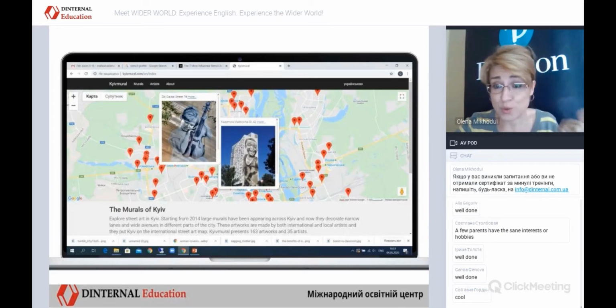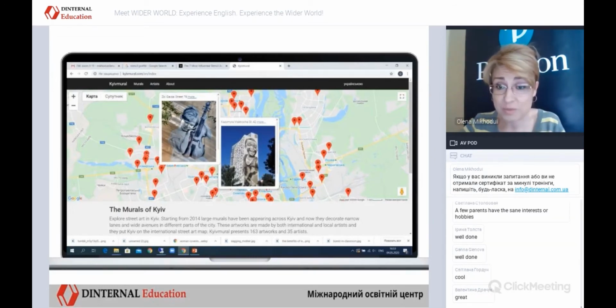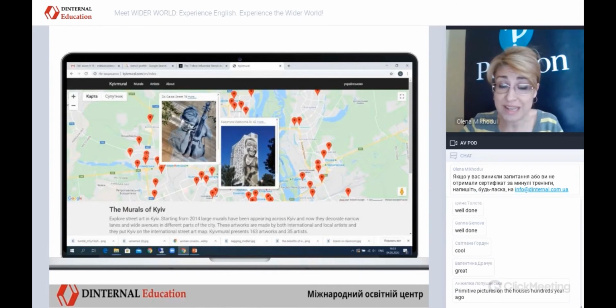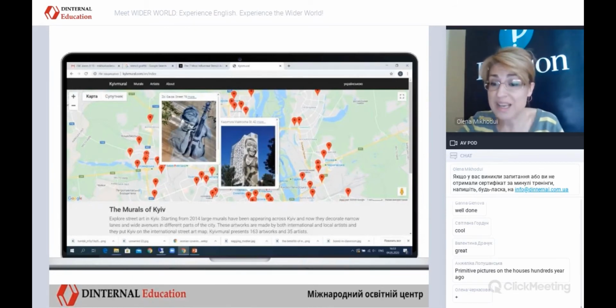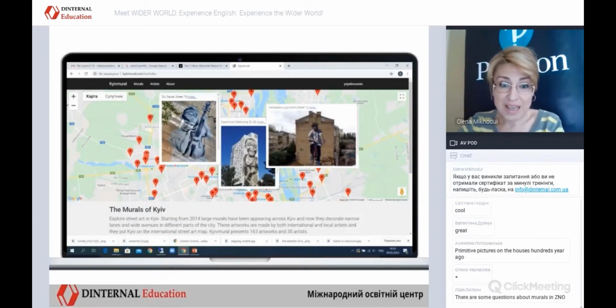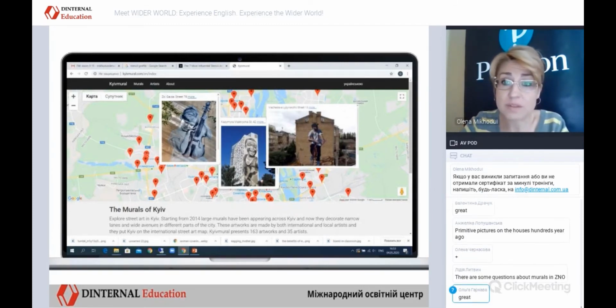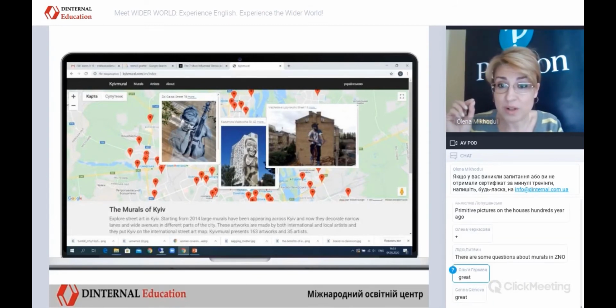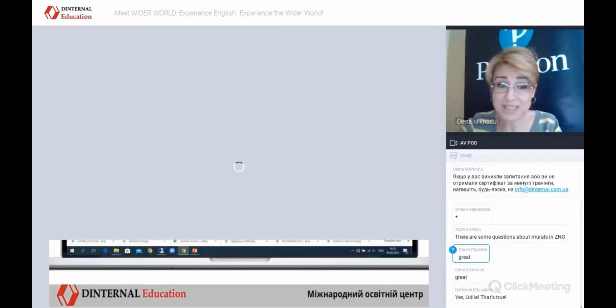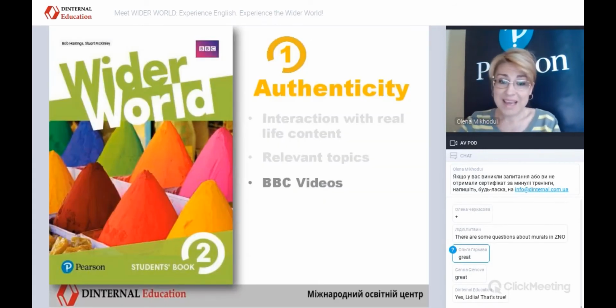But here, back to authenticity, you can browse this website with your students, let them try it. And again, I think this is the reality which you will bring into your classroom. And it costs nothing, actually. It's out there. I'm sure there are websites like that, not only about Kiev. Some of my colleagues mentioned websites which give you interactive maps with murals of New York and London, so you can explore more yourself. So I think that's great.